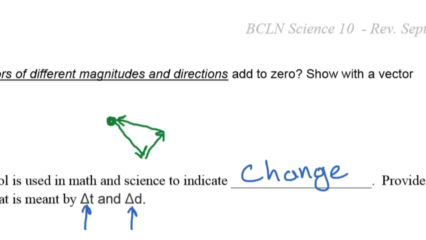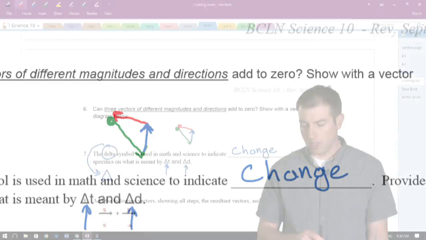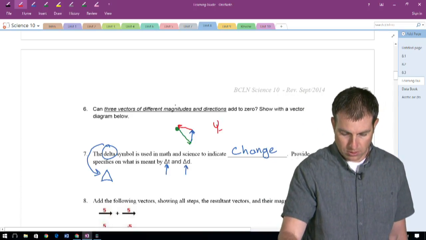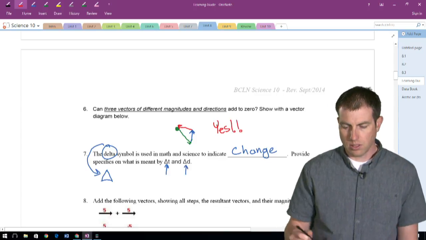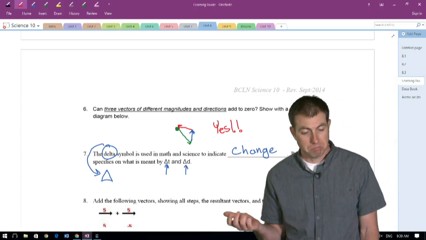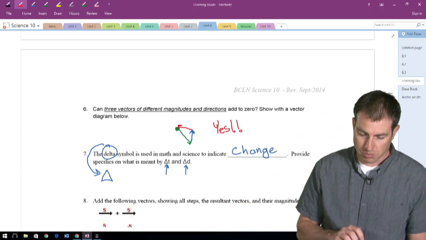Let's make it really, really obvious that these are 3 different lengths. All right, so I have that first arrow there. Maybe I'll draw a little arrow straight up, and then I'll draw another arrow back to the start. So those are 3 different arrows. When I say add to 0, it just means that they start and end at the same point. So yes. There's my vector diagram. Vectors are just arrows. 3 arrows that start and end at the same spot.